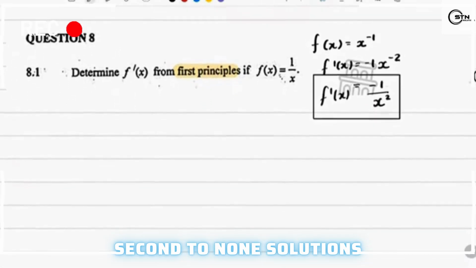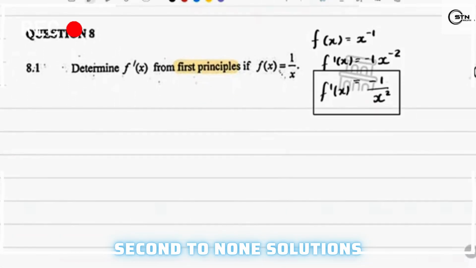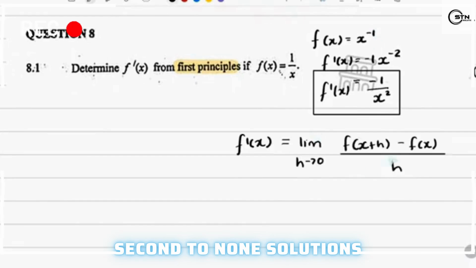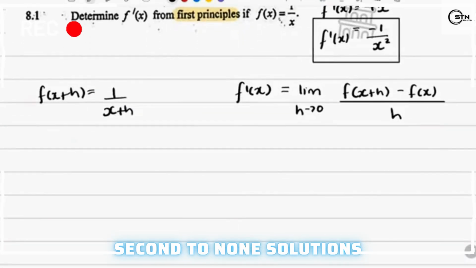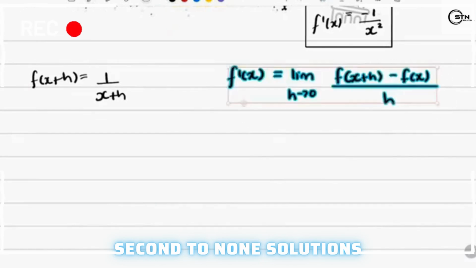When you are deriving from first principles, you're going to use this formula. This is really the formula for the gradient of a function. We have f of x and we have f of x plus h. So we have to first find f of x plus h. Wherever I see x in my function f of x, I'm just going to replace it with x plus h. So I have 1 over x plus h, really just adding an h to the x. Now we know what that is, and we can go ahead and use our formula.